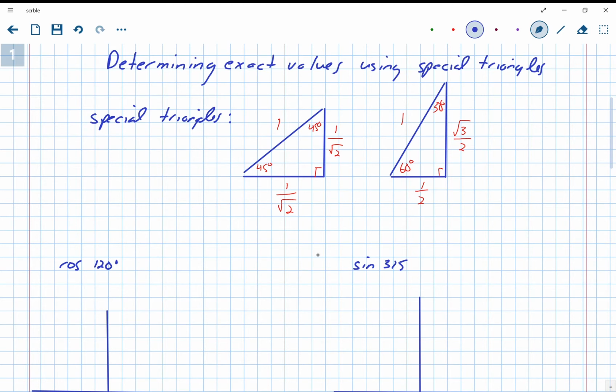So you have your isosceles, which is 45, 45. The side lengths are 1 over root 2, 1 over root 2, and 1. And then for the 60, 30, the side opposite the 60 is root 3 over 2. The side opposite the 30 is 1/2. And the hypotenuse is 1.